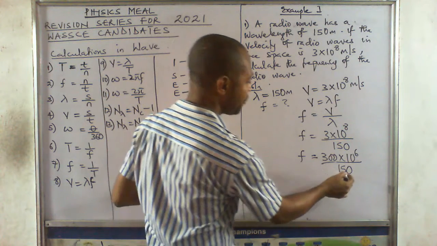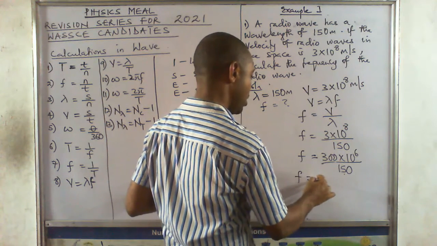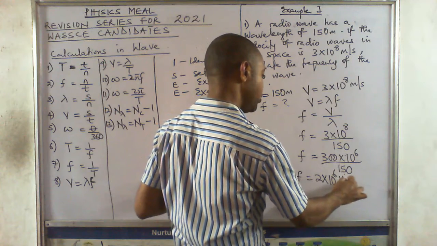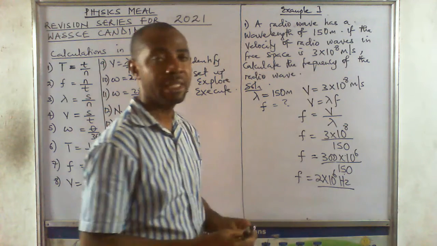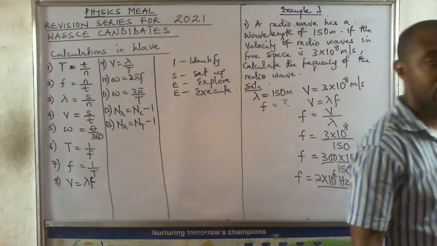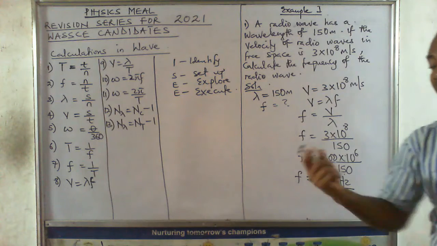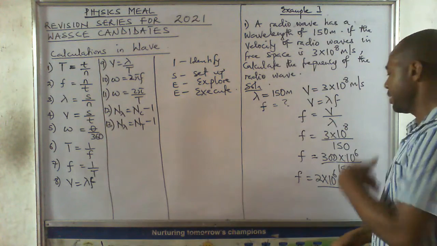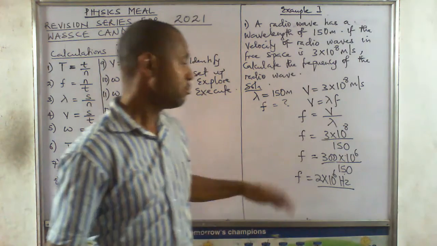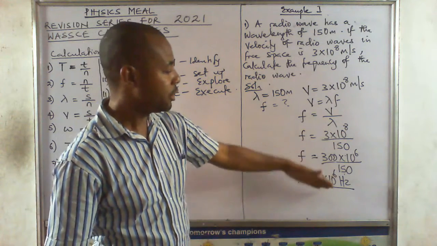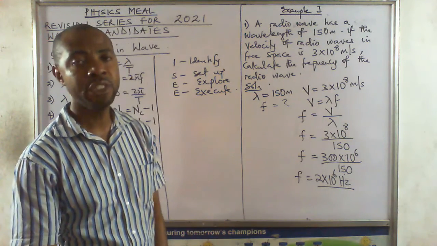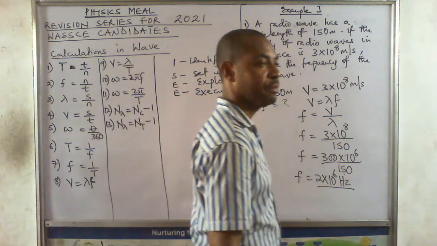So when 150 divides 300, I'll be left with 2 times 10 raised to power 6. The unit of frequency is what? Hertz. That's the SI unit. Remember, dimension wise it is per second. So 1 hertz is 1 per second. So that's our frequency. You divide this, you have 2 times 10 raised to power 6 hertz. That's the frequency of that radio wave.